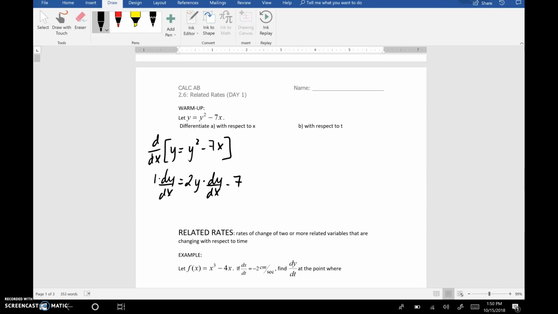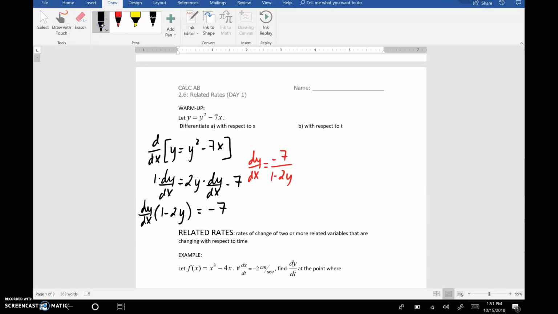I bring the 2y to the other side and I factor it out. So I get 1 minus 2y equals negative 7. Okay, so I subtracted the term and I divided out what was common in the same step. So then I get dy dx equals negative 7 all over 1 minus 2y.